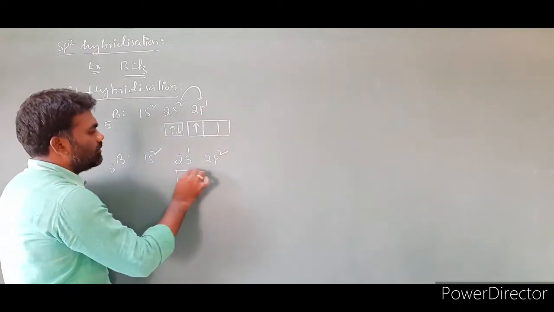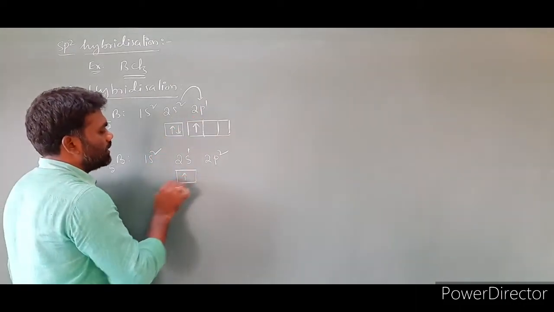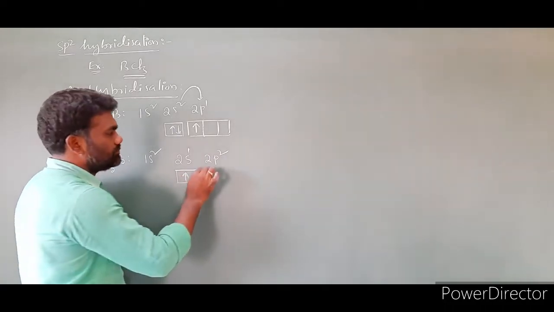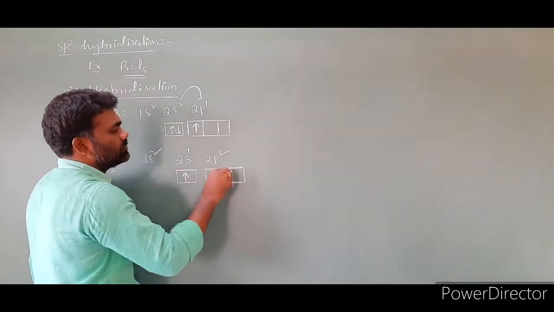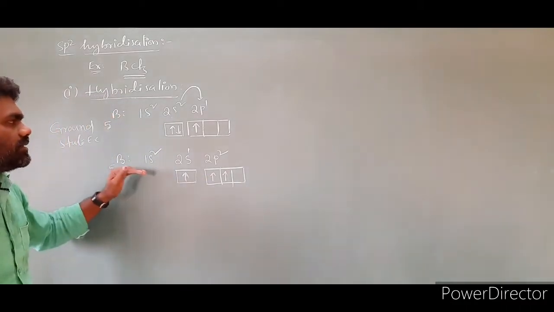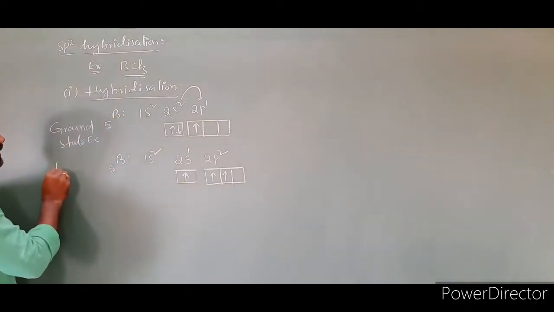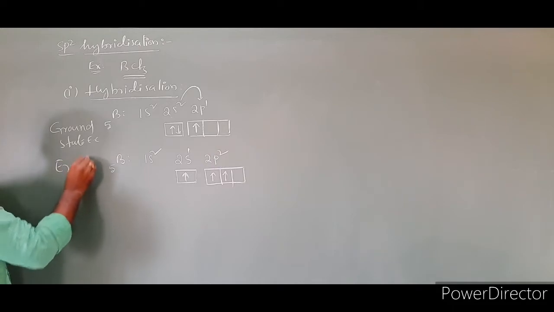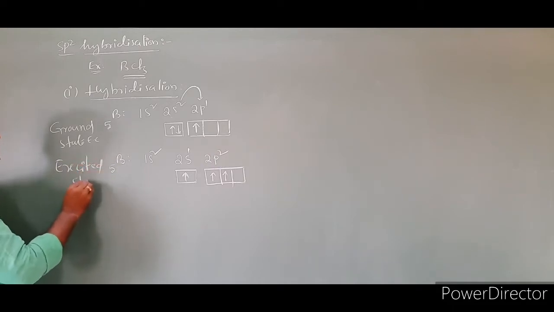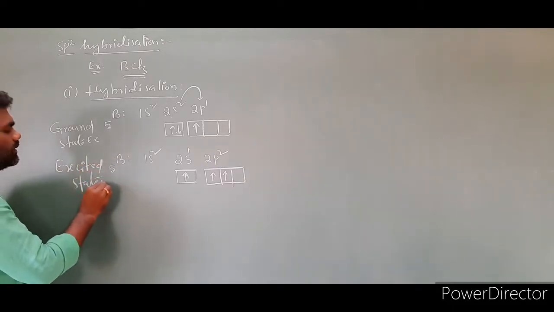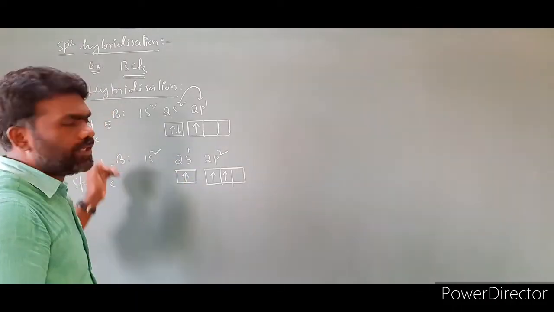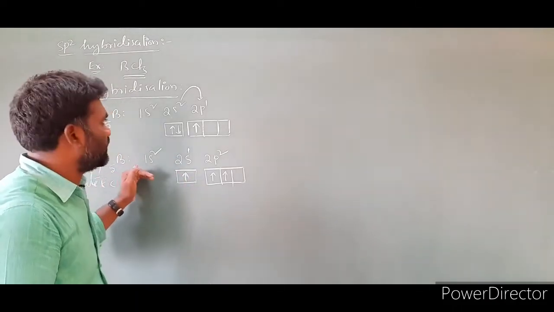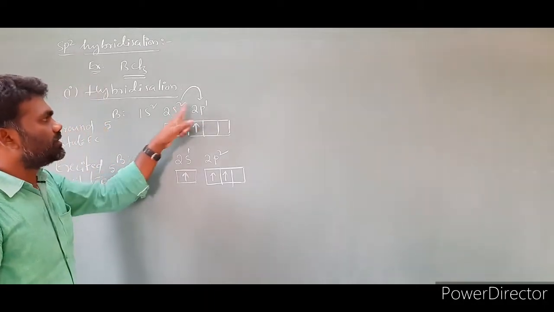Then write the orbital diagram for this also. So only one electron is here in the 2s, and here we have 1, 2 in the p orbitals. This electronic configuration is called the excited state. So the ground state electronic configuration is converted into the excited state. Clear? This electron jumps to here.